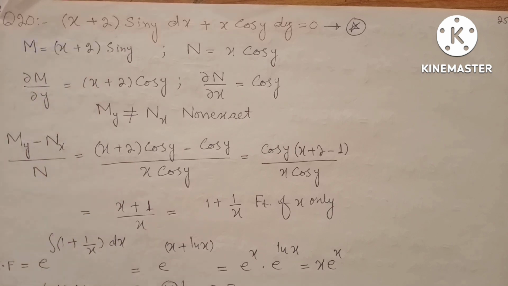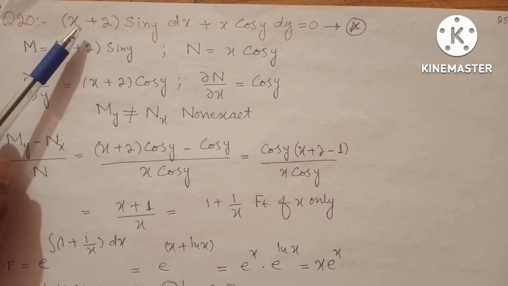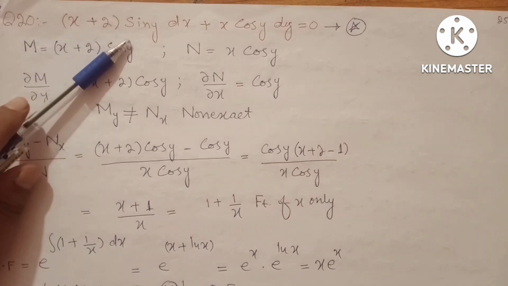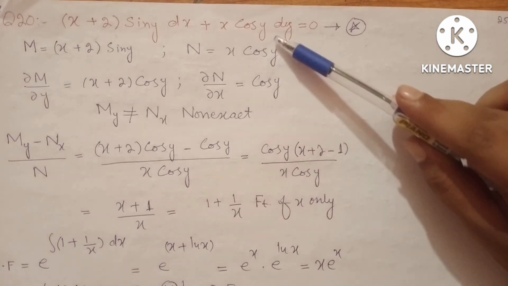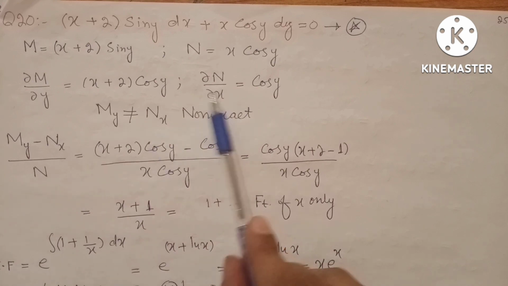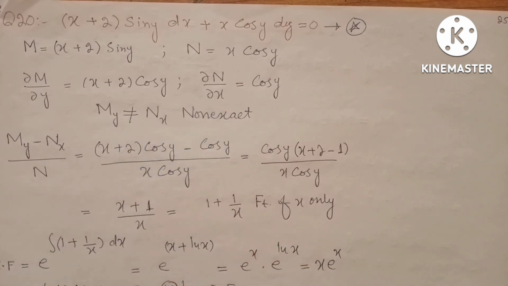(x plus 2) sin y dx plus x cos y dy is equal to 0. After comparing with the standard form, we will get M, which is (x plus 2) sin y, and N, which is x cos y. Differentiating partially with respect to y and differentiating partially with respect to x, we will get ∂M/∂y and ∂N/∂x. These are not the same, so the equation is non-exact.